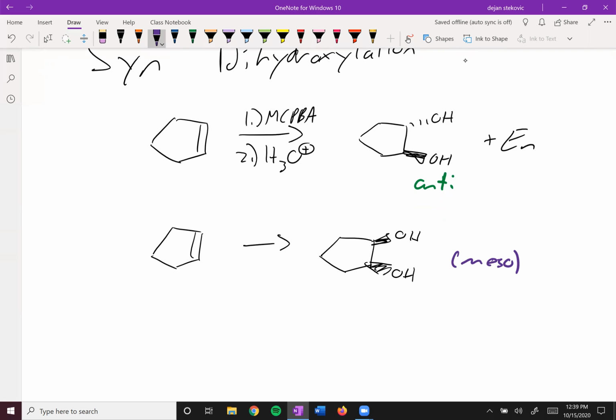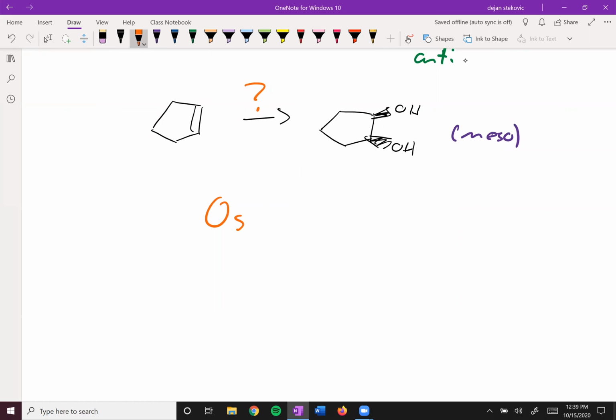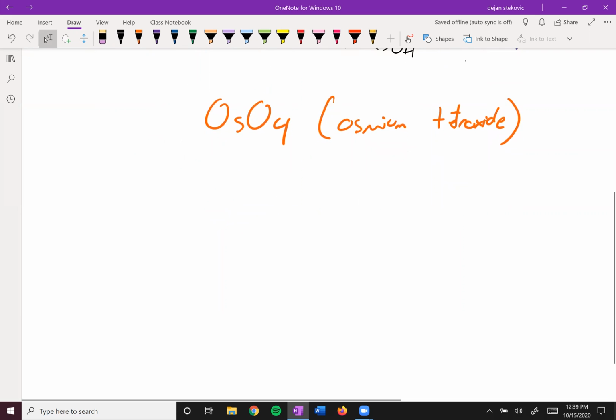So it's only one product. Do we have something that can do syn addition? Question mark. And the answer to this is yes. So one option is to use OsO4, osmium tetroxide. And so let's go ahead and take a look at that.